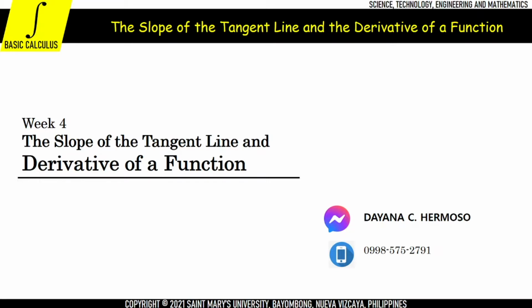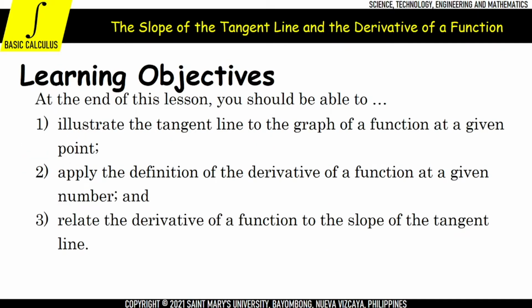We are now in the fourth week of our lesson on the slope of the tangent line and derivative of a function. Particularly, our learning objectives for this session is for us to illustrate the tangent line to the graph of a function at a given point. Second, apply the definition of the derivative of a function at a given number. Third, relate the derivative of a function to the slope of the tangent line. So, meron lang tayong tatlong objectives.